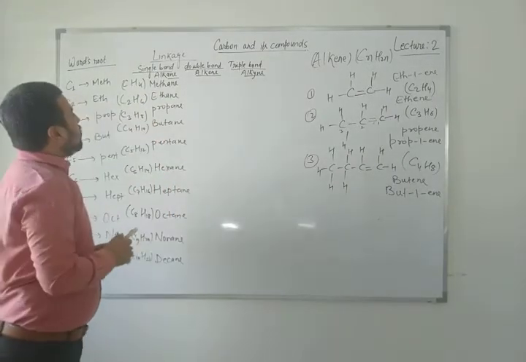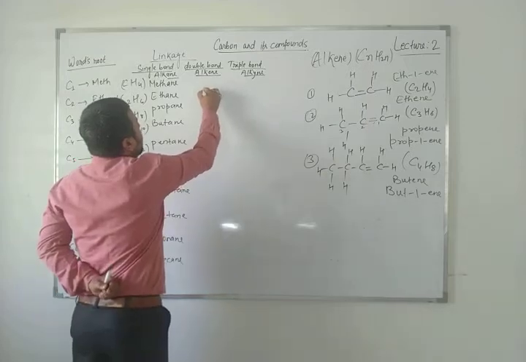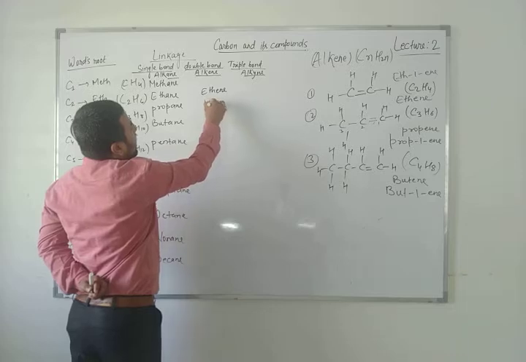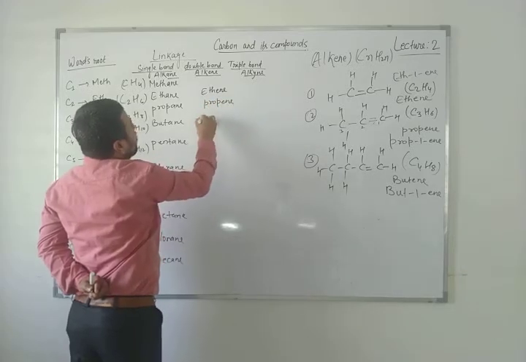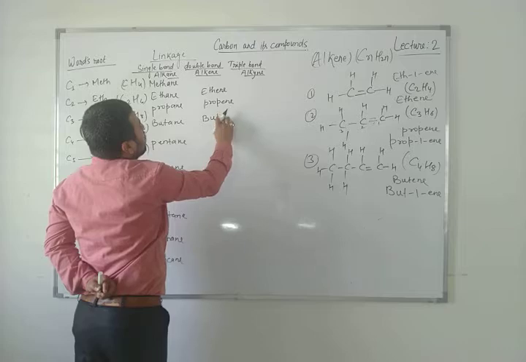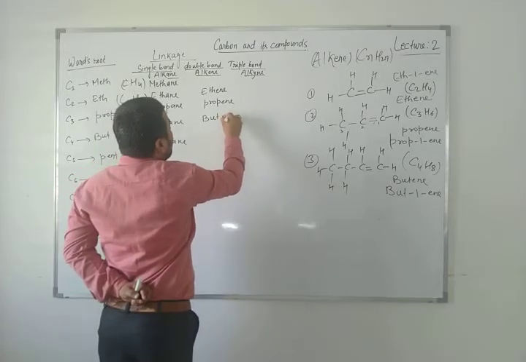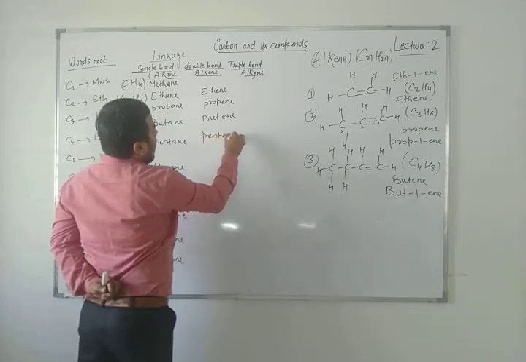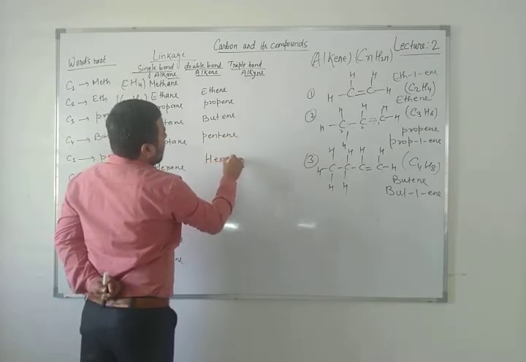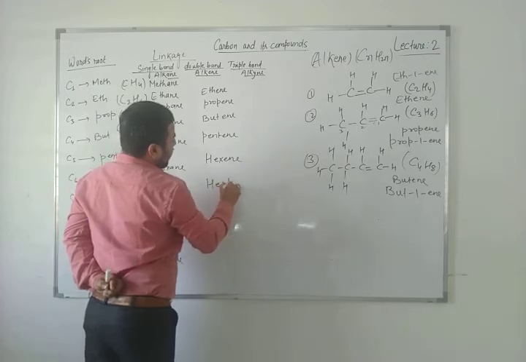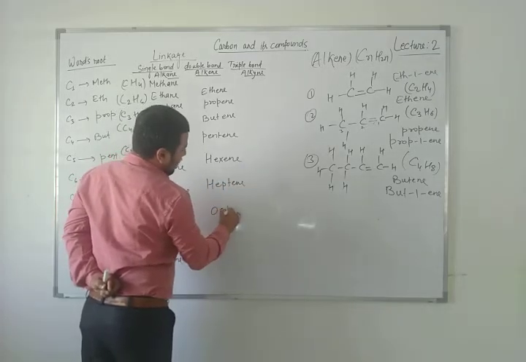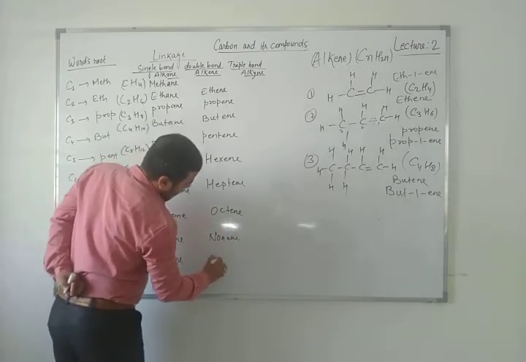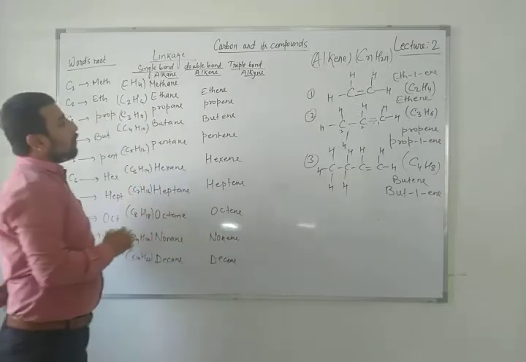So what will be the names of these compounds? The names will be ethene or eth1ene, propene, prop1ene, butene, but1ene. Okay, so instead of ene you can write that also. The double bond should be on the first position. Pentene, hexene, heptene, octene, nonene, decene. So you have seen here, and what will be the chemical formula?